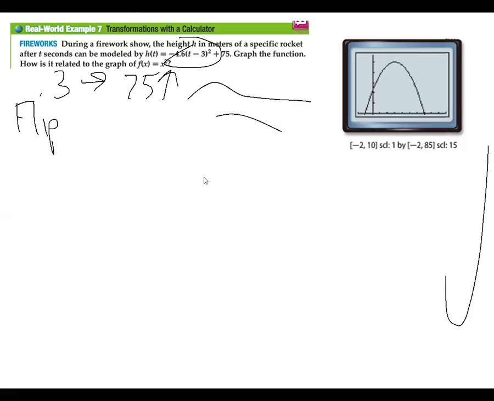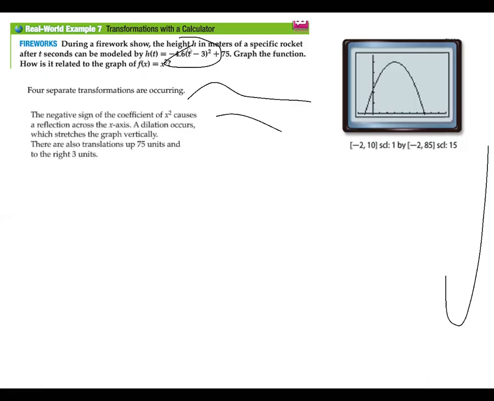Okay? So we answered some of the questions that they want us to answer. So 4 separate transformations are occurring in this one. The negative sign is going to flip it over. The dilation of 4.6 stretches it vertically. It goes up 75 units and to the right 3 units.